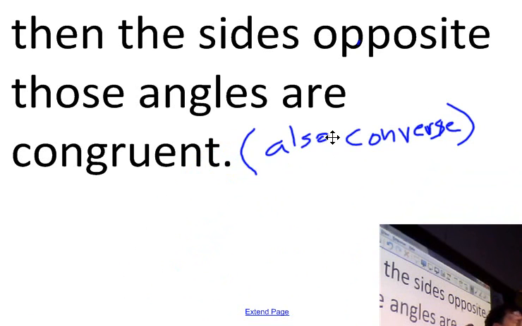This part, I need you to take a look at your notes. Look up towards the top. The part where you wrote that in an isosceles triangle, if two sides are congruent, then the angles opposite those sides are congruent. Wherever you wrote that, you can also write that the converse is true. If the angles are congruent, the sides are congruent.